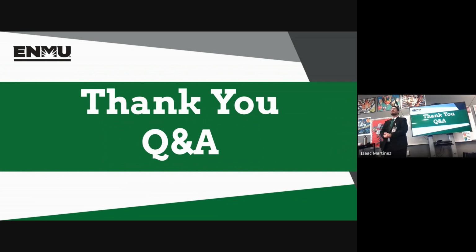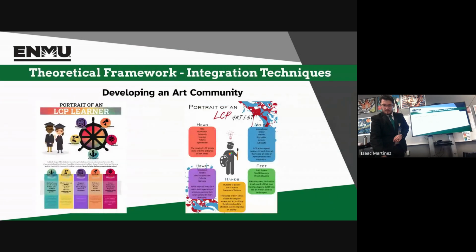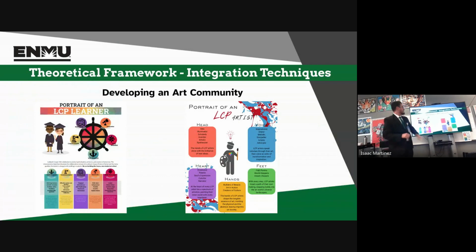I just couldn't see what was on the form. Oh, okay. Not necessarily the form. You had the portrait of the LCP learner, and then your art one. What are those categories? So I have a picture of a student, and I have the head, the heart, the hands, the voice, and the feet. So sort of the main vocab words of each section.